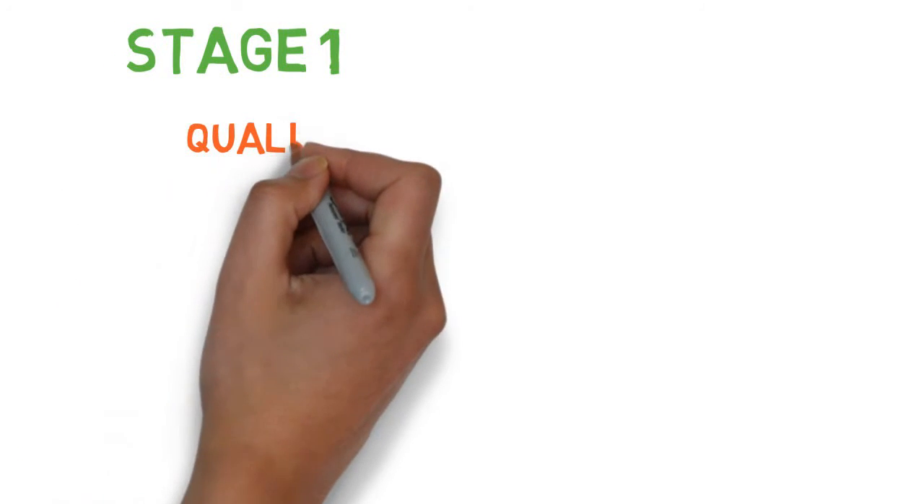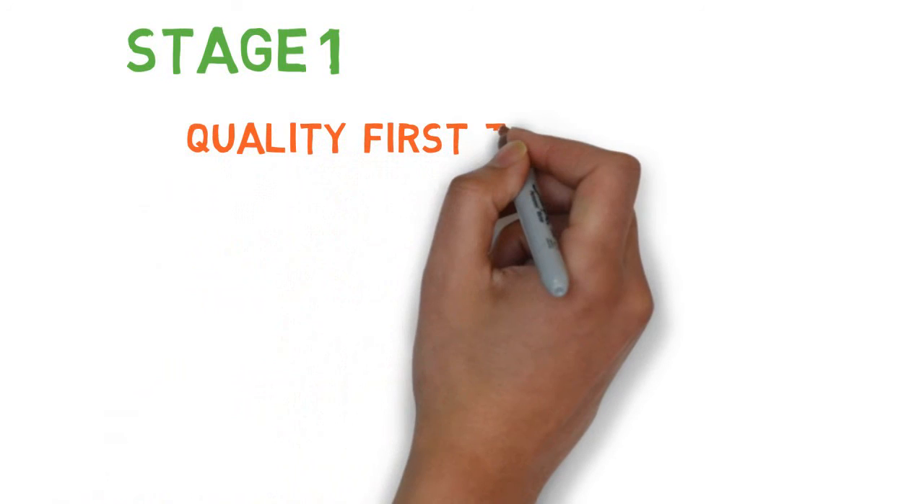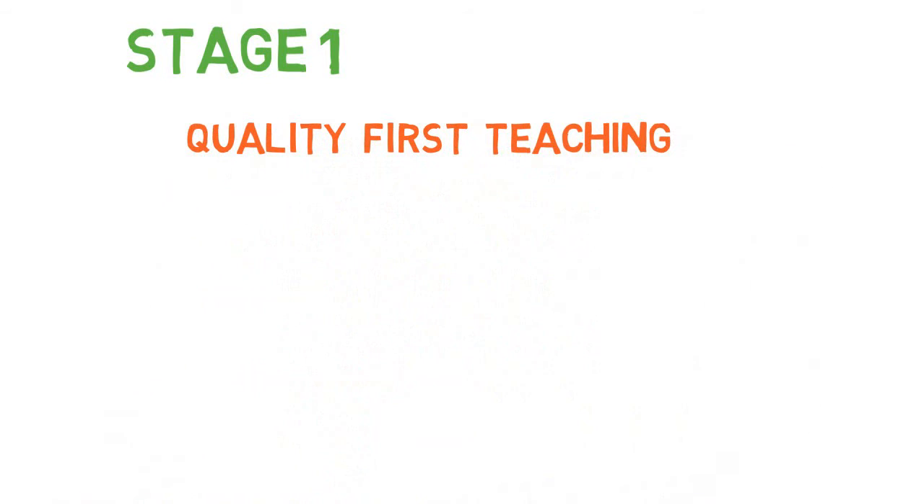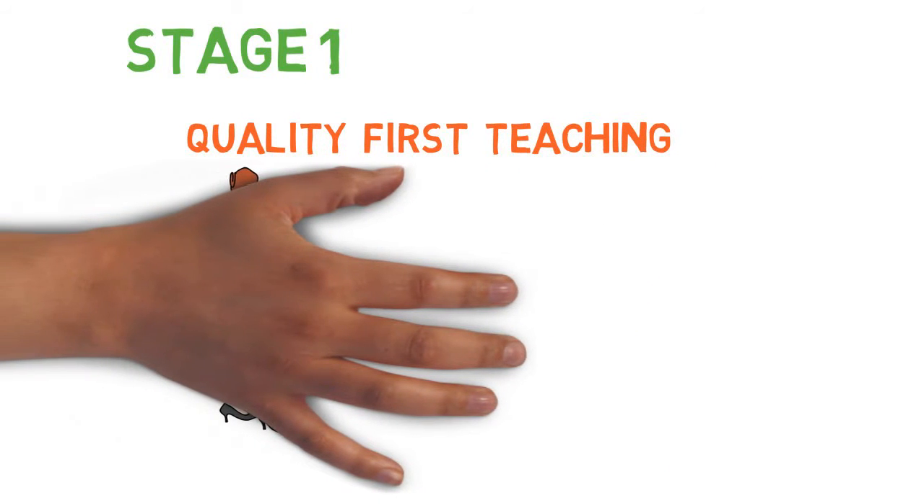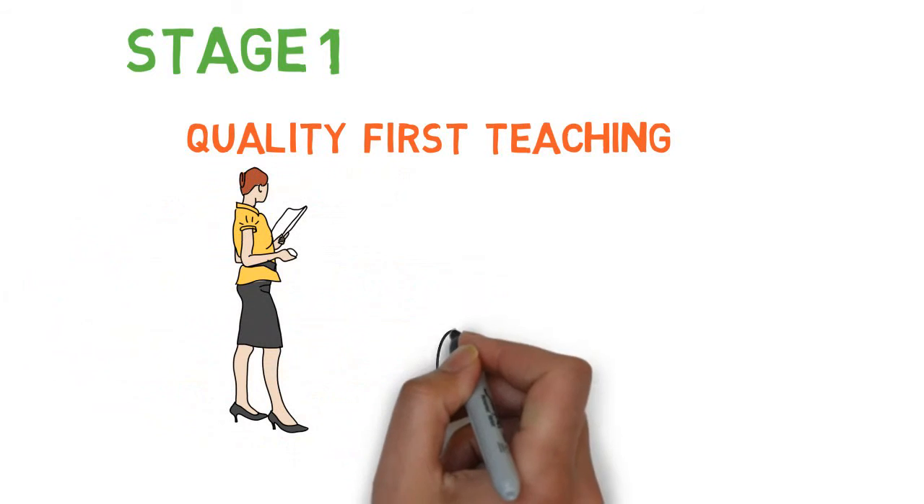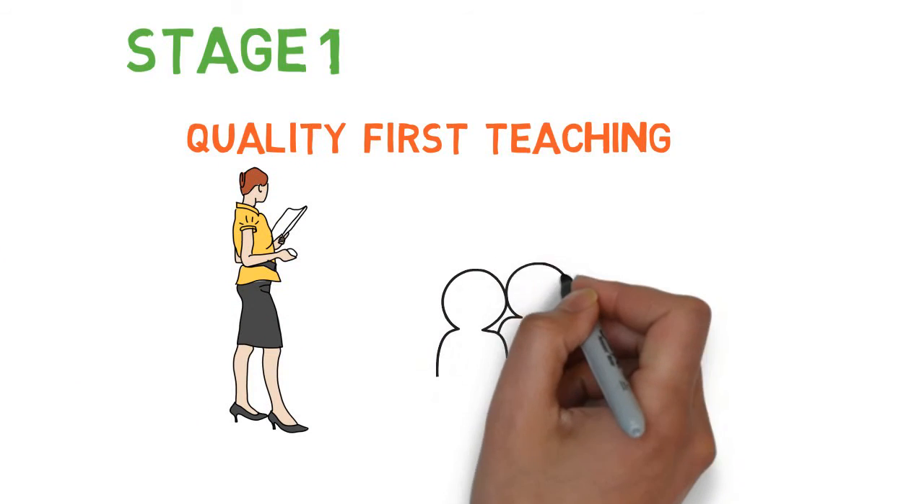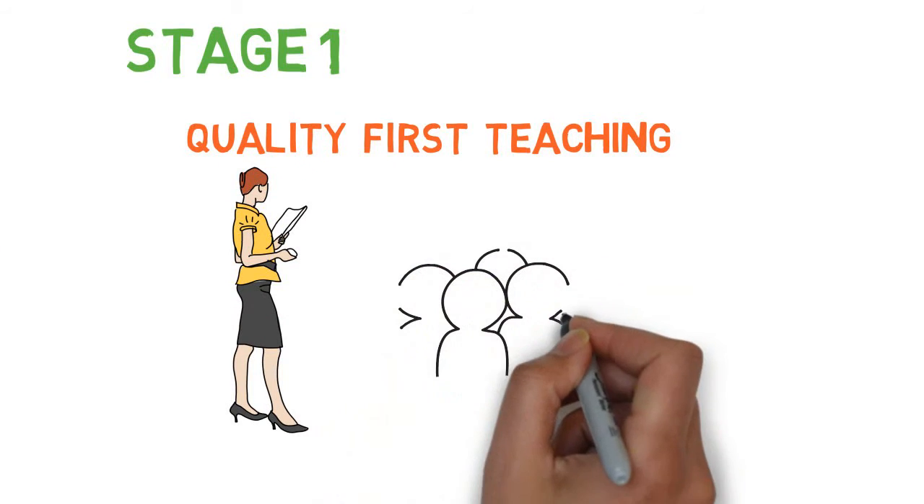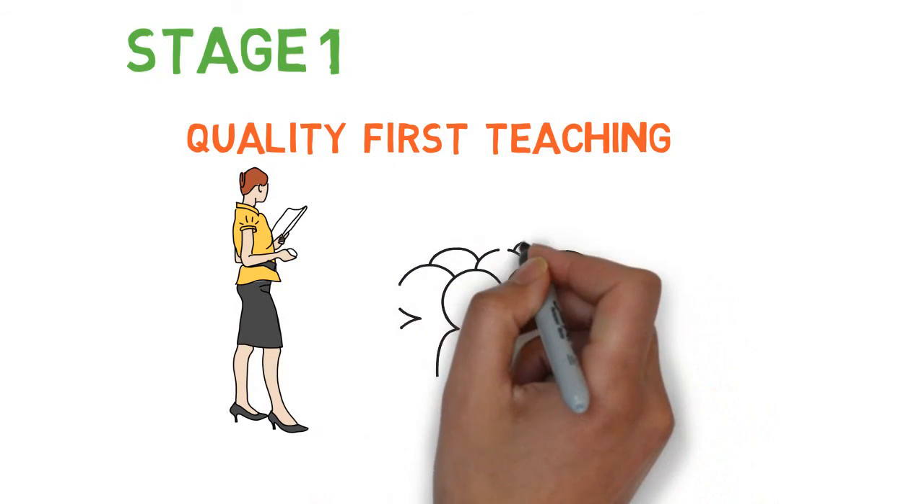Stage 1 is based on quality first teaching, things that class teachers can do by themselves. This is important, so I'm going to say it again. Strategies that can be delivered in the ratio of 1 adult to 30 children. This will involve the class teacher writing a very simple plan.